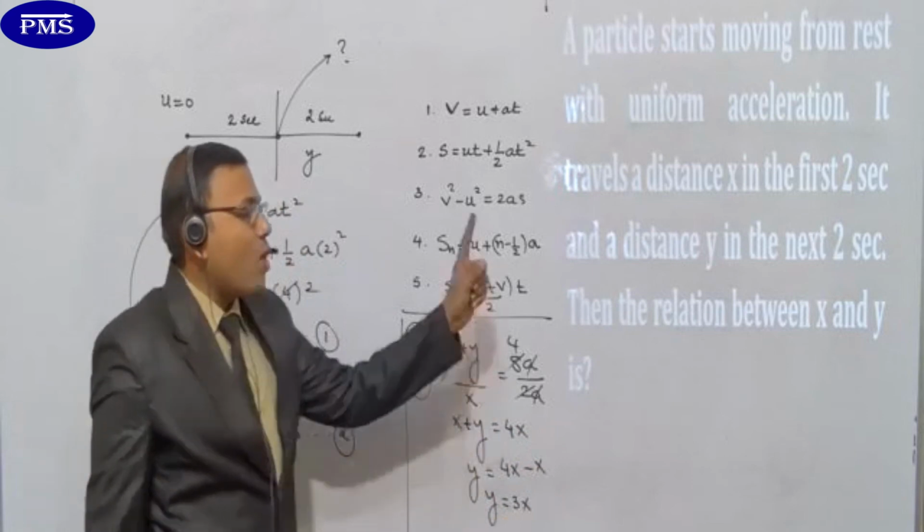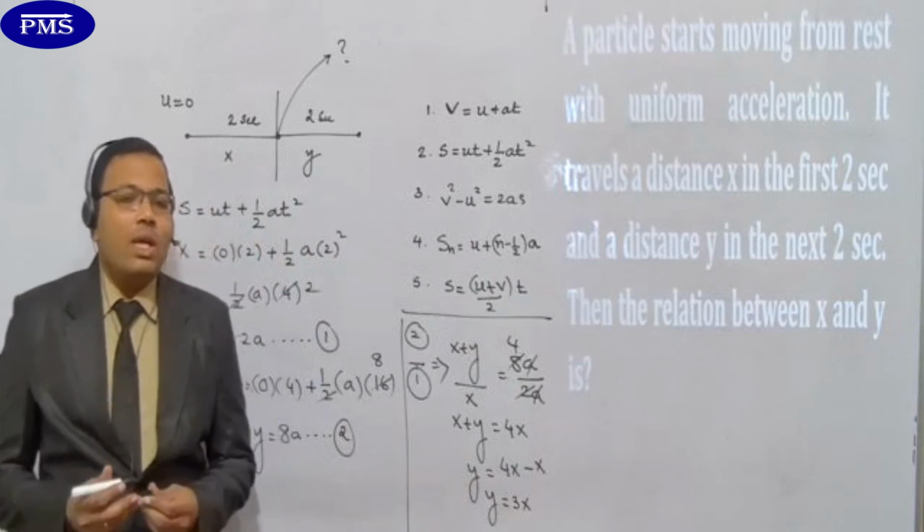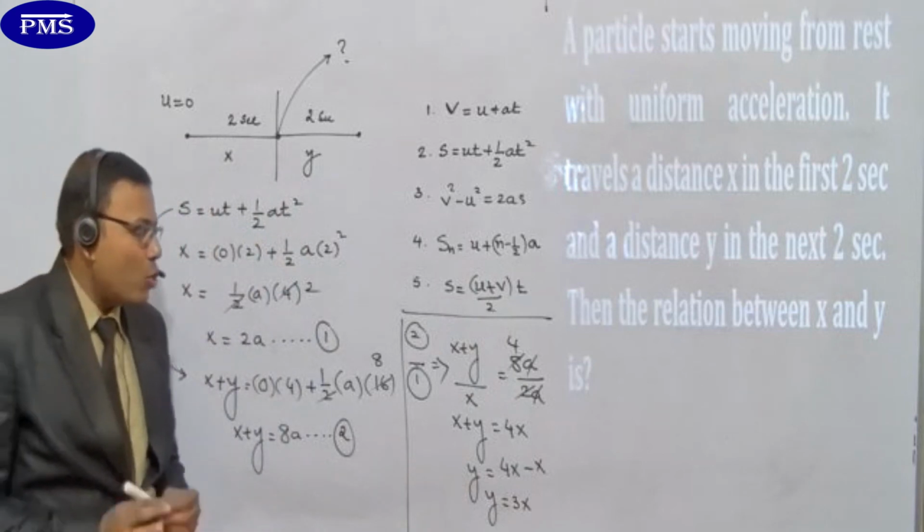So as per the question, what is the relation between x and y? The relation between x and y is y = 3x. I hope you have understood this.